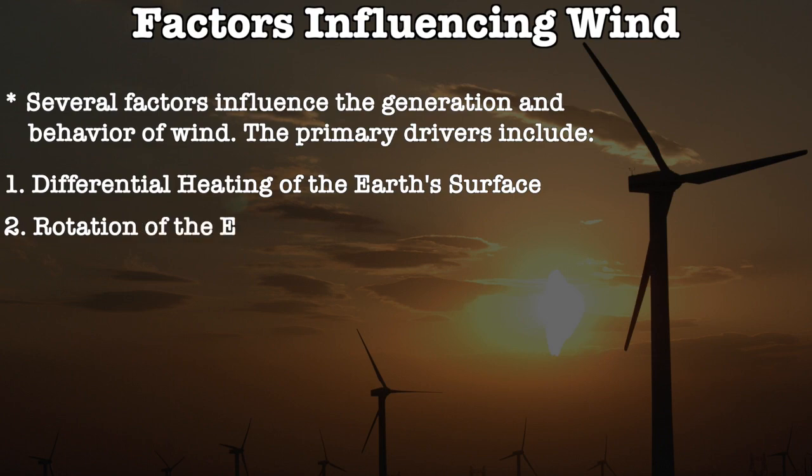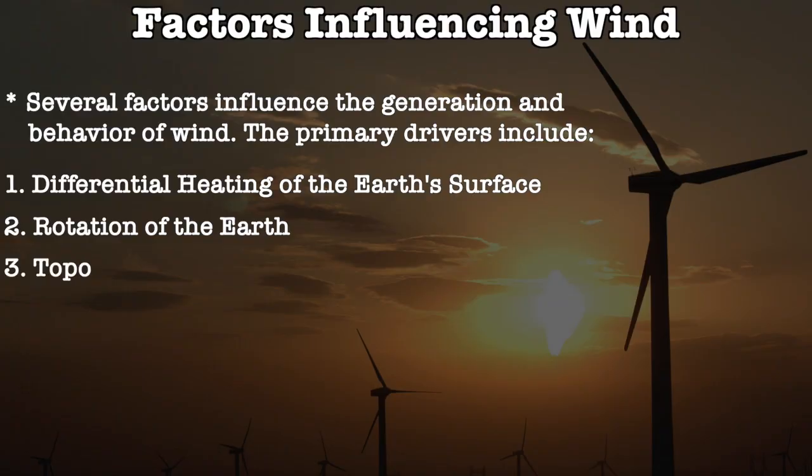Next is rotation of the earth. Under this category, the earth's rotation influences wind patterns through the Coriolis effect, determining the direction of the wind. Next one is topography. Mountains, valleys, and other geographical features can significantly impact wind patterns by causing local variations in pressure and air circulation. When air hits a mountain, it's forced to go up, creating wind patterns around the slopes.